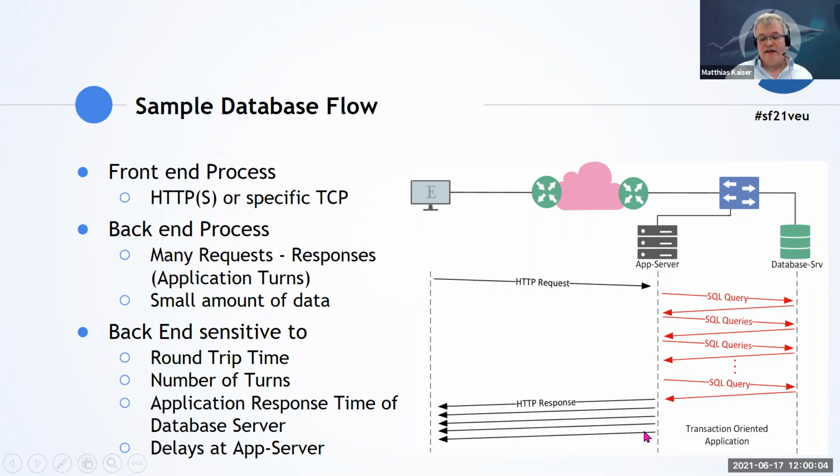Now, the front end is something like one request, one response. The back end here is usually many request response pairs. We call that an application turn. Well, once back and forth, that's an application turn. And there could be a potentially high number of application turns. So the backend is quite sensitive to, number one, round trip time, the number of turns, and then, well, the response times for those request response pairs should be okay. Well, you name it, what is okay or not.